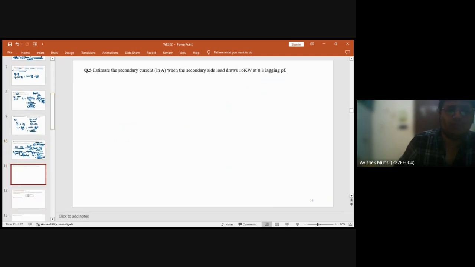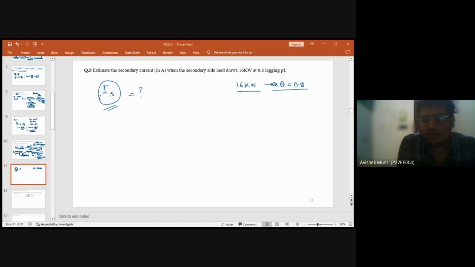This is part 4. Here you have to calculate the secondary current, when 16 kilowatt at power factor, cos theta is 0.8. You have to calculate Is. You can calculate it more easily because you already calculated Ip. So you can easily calculate the Is. I'm giving 2 minutes.